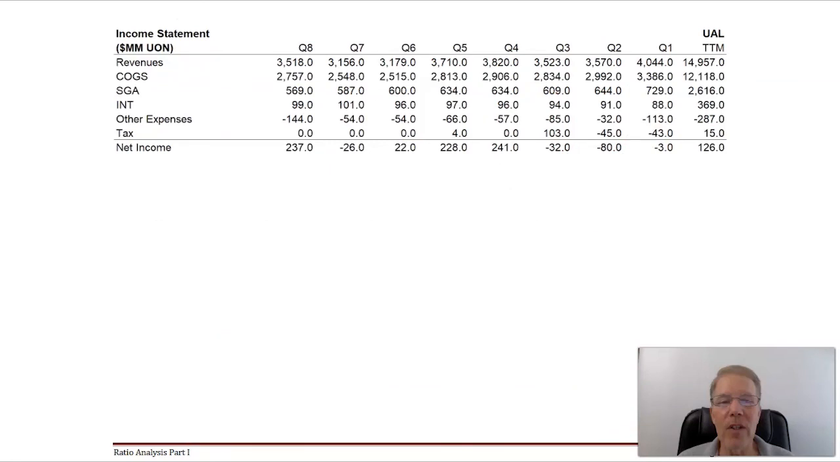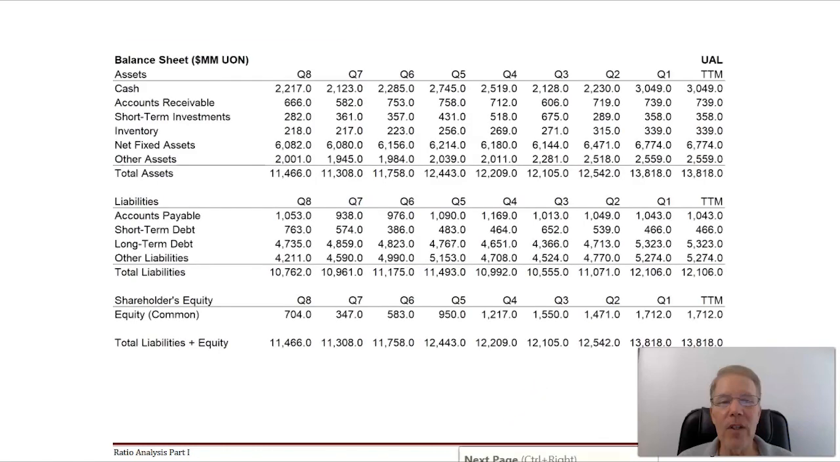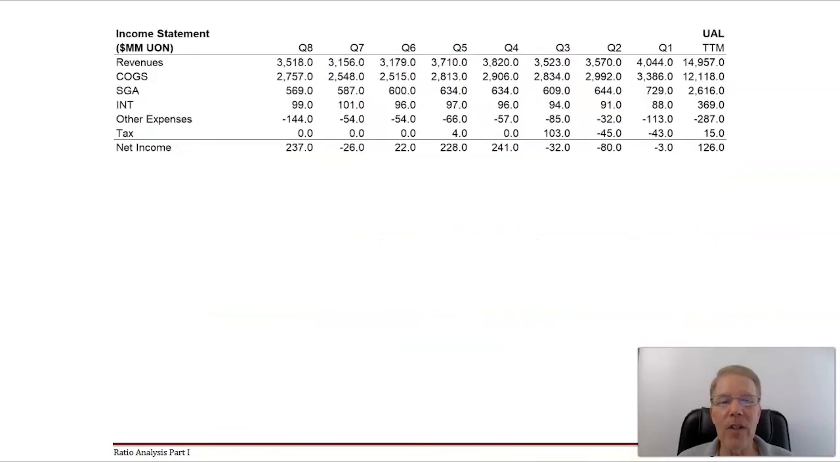Okay, so what's on 123? I'll back up a little bit. Starting here on page 121, we have Appendix 1, and I've got the financial statements that we use to create all the ratio analysis we're looking at in this chapter for UAL. So let's give this a whirl. I've got balance sheets, but balance sheets aren't going to help us with profit margins. It's all income statement stuff. So here are the income statements for UAL. We want Q2, and let's see if we can do this.